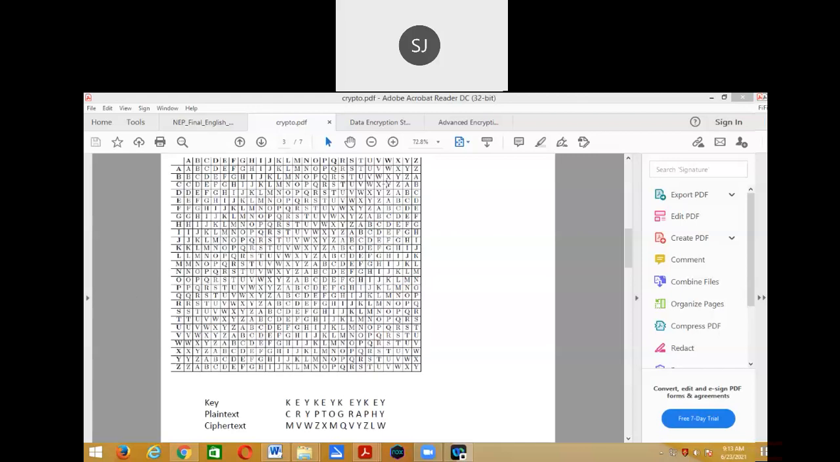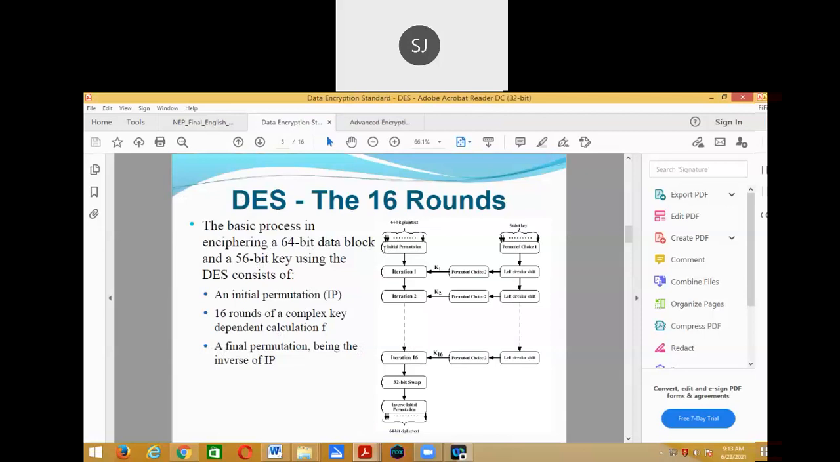Then the next thing is we need to see about the Data Encryption Standard. As far as symmetric key encryptions are concerned, there are two that you will study. One is DES, the Data Encryption Standard. Another one is AES, the Advanced Encryption Standard. This DES is a basic process of enciphering. It encrypts a 64-bit data block. It is a block cipher.